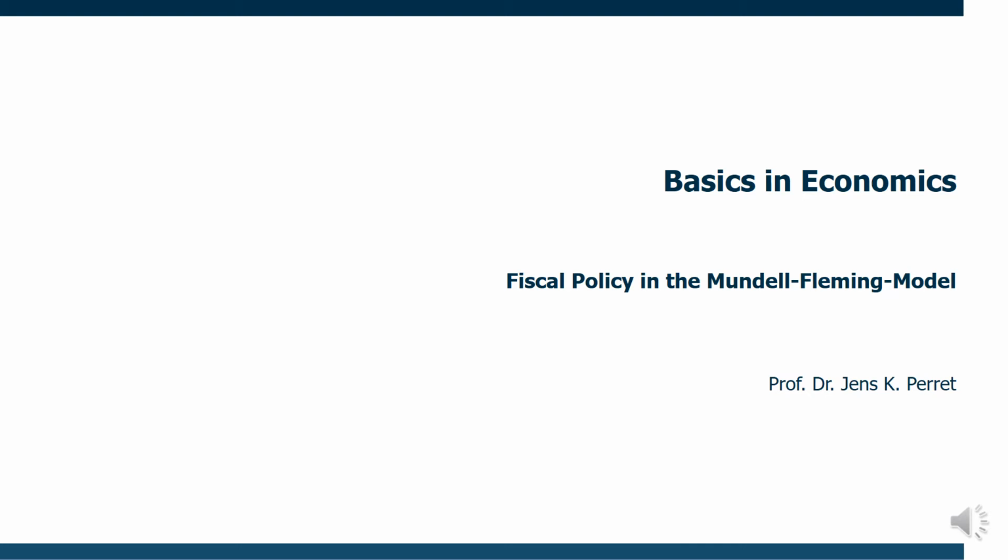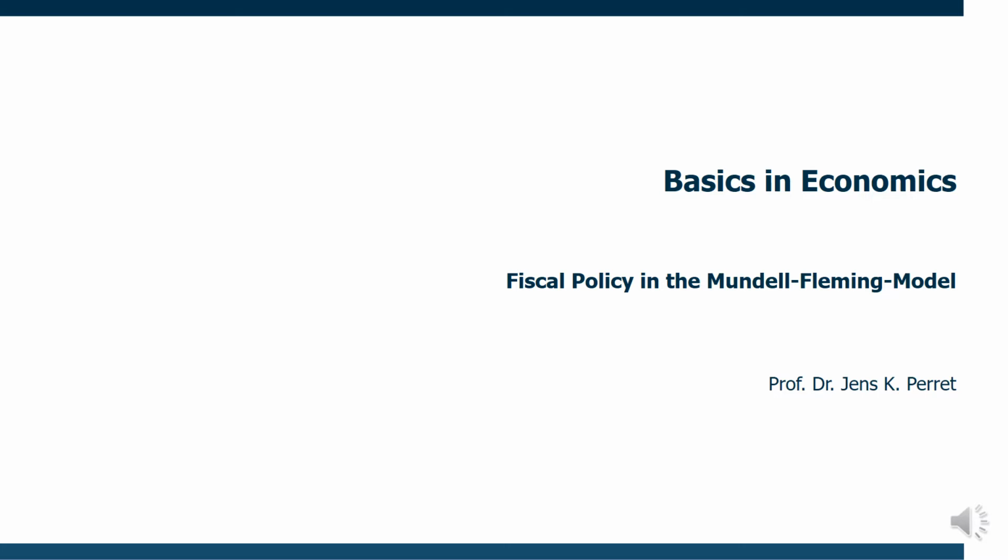This time I'm going to talk about how fiscal policy works in the context of the Mundell-Fleming model. In this context, we need to consider fiscal policy. This means either a change in government expenditures or a change in taxes. In particular, we can differentiate between restrictive and expansive fiscal policy.